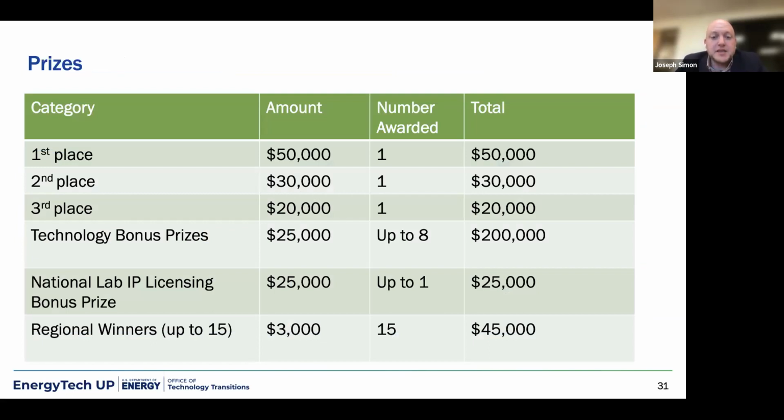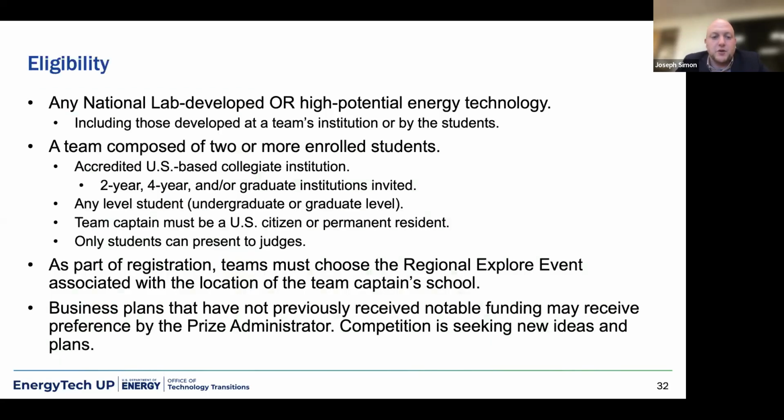As mentioned earlier, our prizes total up to about $370,000, but they are spread across many different potential winners. So first place for 2023 will receive $50,000, second place $30,000, third place $20,000, and then 8 different teams may receive $25,000 each for being the best team that addresses the technology challenge presented by that technology office. Additionally, a team may win the National Lab IP Licensing Bonus Prize, and each of our 15 regional winners will receive $3,000 as well. So excited to be able to provide all of this support to your teams.